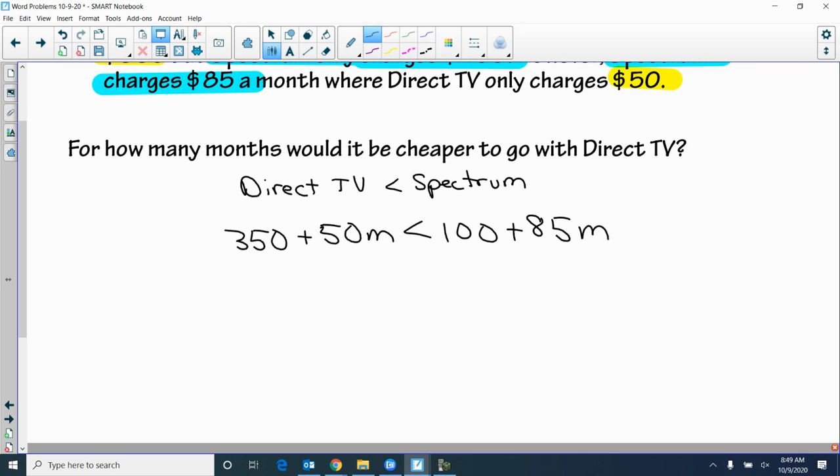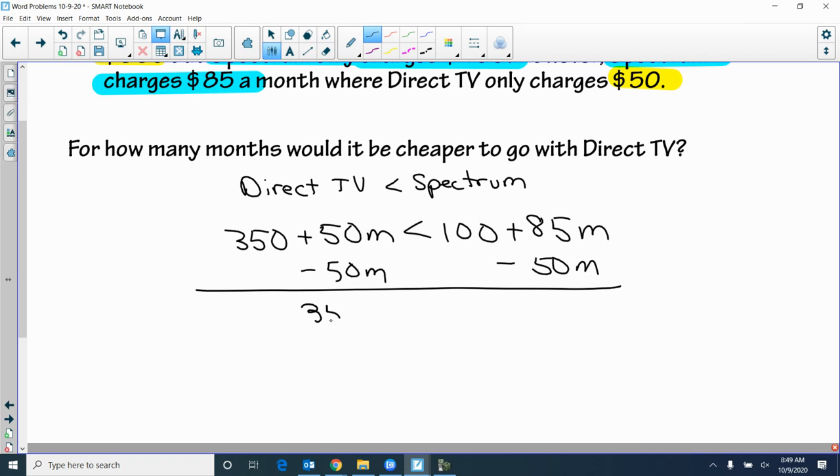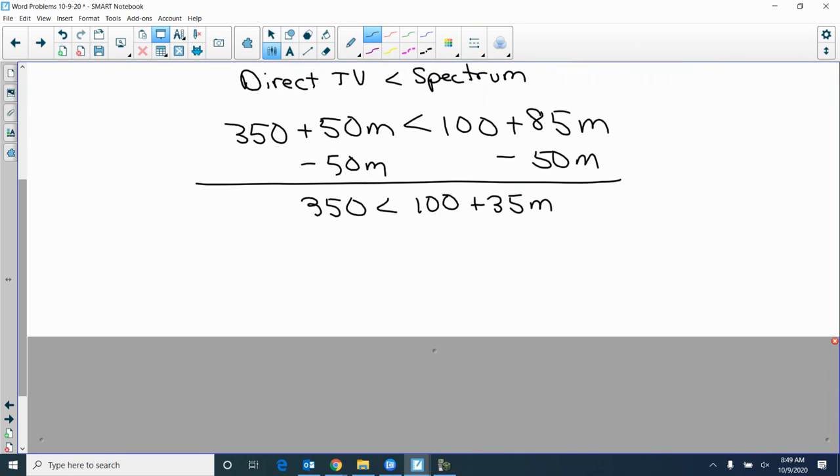Grant, what do we do from here? What do you think? Or what are you gonna do? Subtract 50 from each side. So he subtracts 50M. So I get 350 is less than 100 plus 35M. Subtract 100. And that's gonna be 250 is less than 35M.